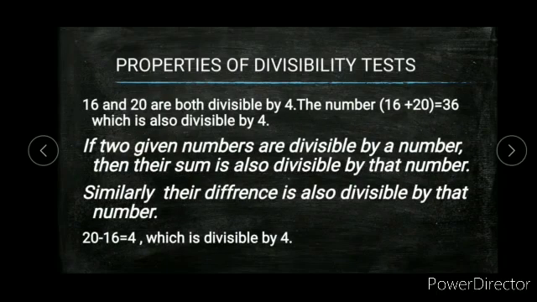Next property, if two given numbers are divisible by a number, then their sum is also divisible by that number, as well as their difference is also divisible by that number. Let us see an example. 16 and 20 are both divisible by 4. Correct? Now on adding 16 plus 20, we get 36. So the sum of these two numbers is also divisible by 4. Similarly, the difference of 16 and 20, that is 4, will also be divisible by 4.